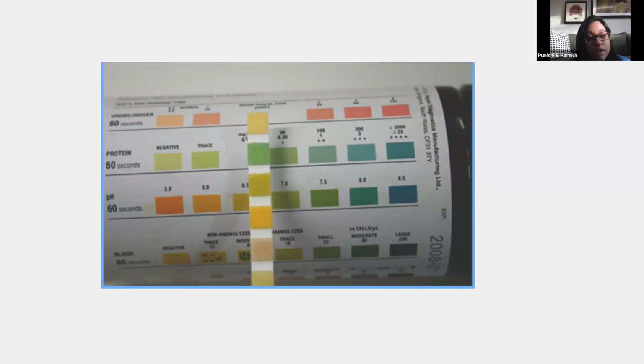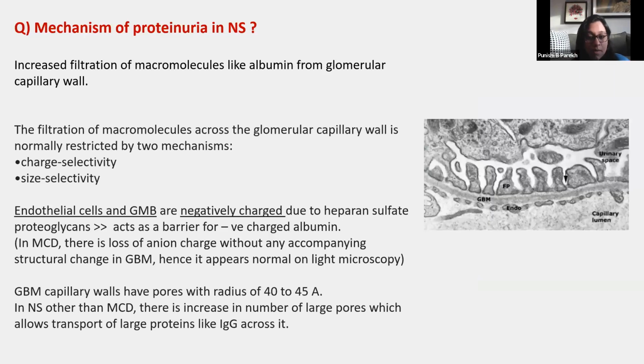Now let's look at why you get proteinuria in nephrotic syndrome. There's increased filtration of macromolecules like albumin across the glomerular capillary wall. Albumin is a big molecule. Normally, it should not be filtered across the glomerulus and should not come into the urine, but probably something is not right, as a result of which these big macromolecules are able to make their way out of the glomerular capillary wall and be excreted in the urine.